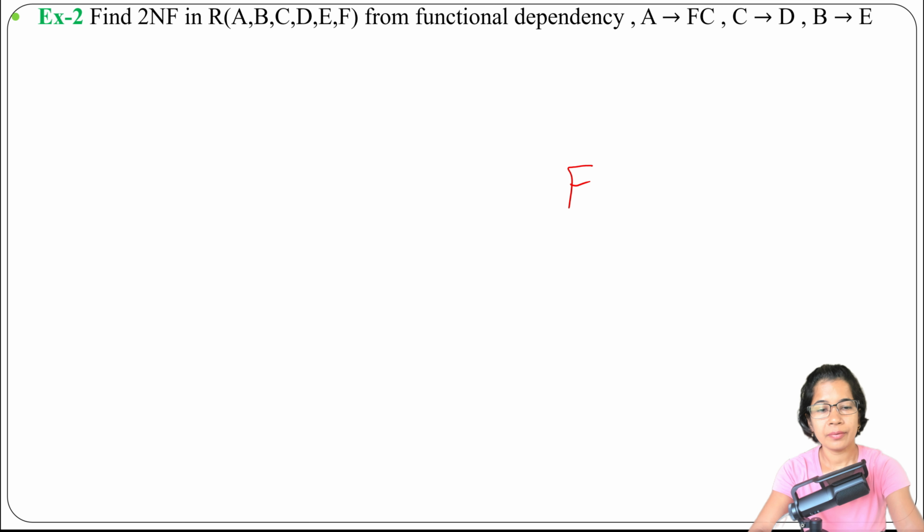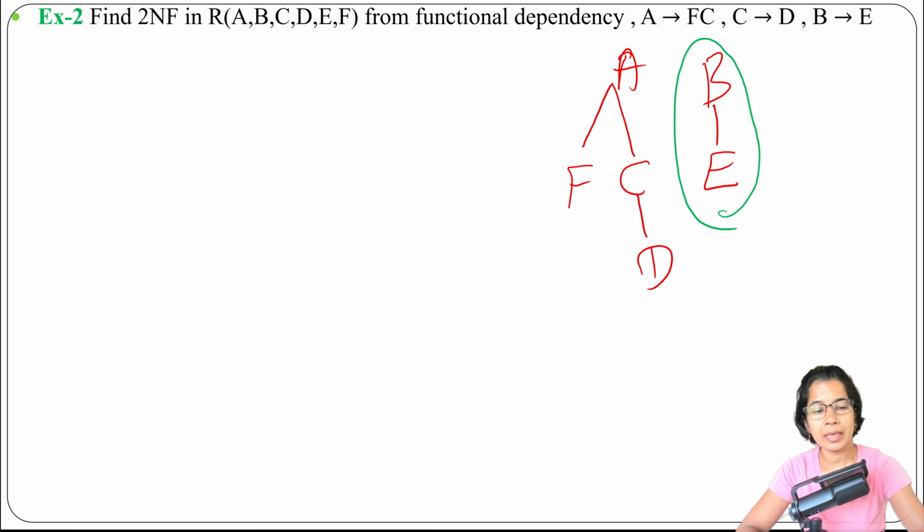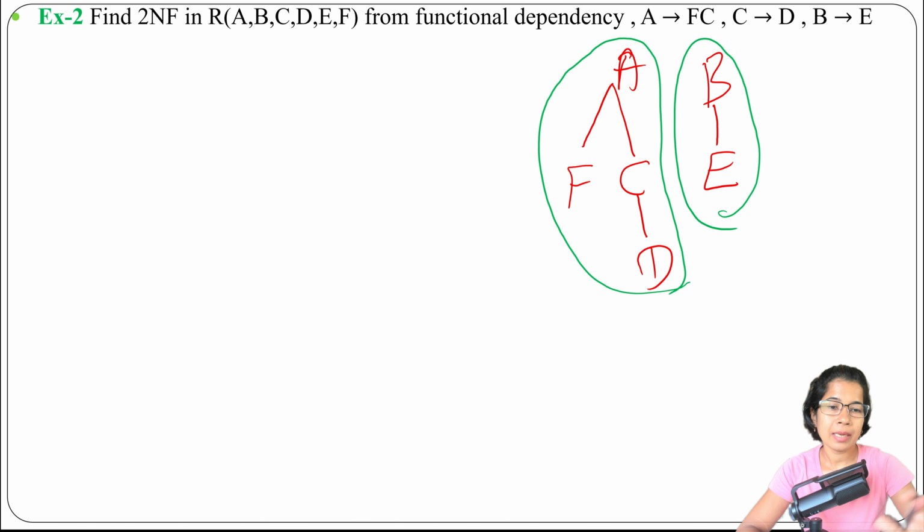Here F, C, they are dependent on A, D is dependent on C, E is dependent on B. That's it. There are just 3 functional dependency. So clearly we can make 2 relation schema, one for BE, another for A, F, C, D. We need to make a link between A and B. That's why we will make another table for A and B.